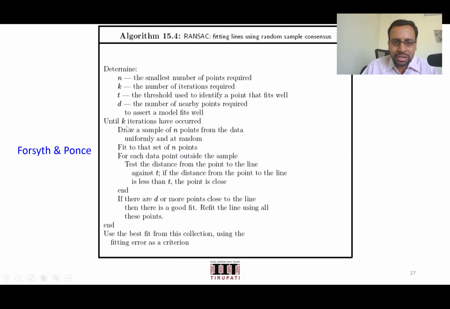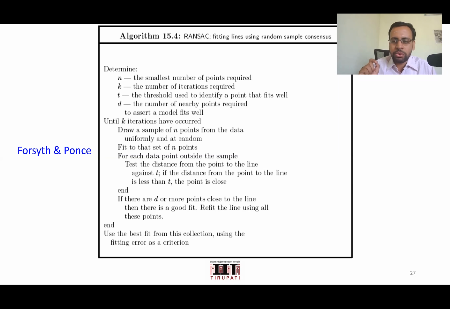Then, until k iterations have occurred, draw a sample of n points from the data uniformly at random and fit a model to that set of n points. Points outside, against this threshold, you consider as outliers, inside as inliers. If the number of inliers is more than d, then keep it. In other words, you repeat this experiment k times, and whichever has the maximum number of inliers within these k, you take those as your final parameters. Okay, I leave you with this.